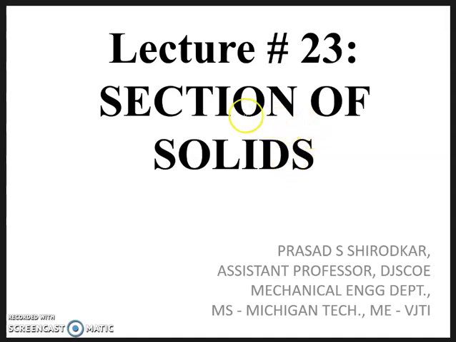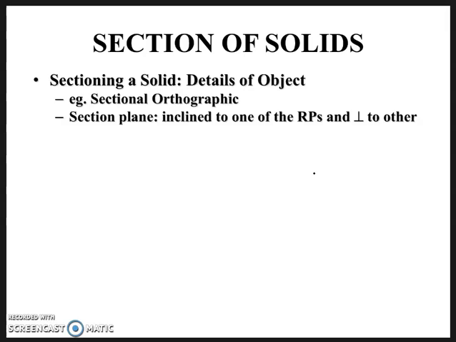So we will be starting with the new topic, that is section of solids. In section of solids, the object is cut, that is called sectioning. Object is cut, that is called the sectioning of the solid. And when you do that, the details of the object are exposed.